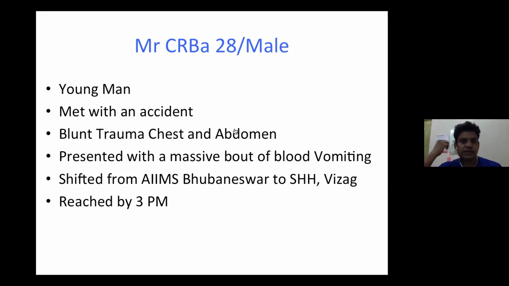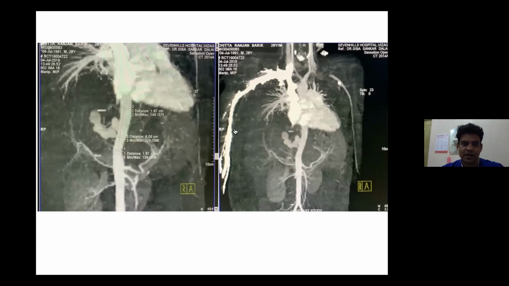So let's look at the next case. The young man met with an accident with a blunt trauma, chest and abdomen, presented with a massive bout of blood vomiting, shifted from AIIMS Bhubaneswar to Visakhapatnam to my center, and the patient reached by 3 p.m. and we quickly ran a CT angiogram, and the CT angiogram is showing that there is an injury to the thoracic aorta, and there is a pseudoaneurysm. There is an active leak, and there is a lot of thrombus around, which is holding up at this point of time. And this is an emergency where we just have to rush in and do it.